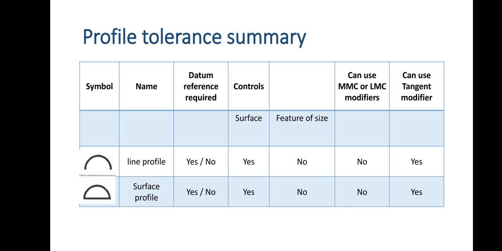And profile tolerance summary. Line profile and surface profile may or may not require a datum reference. It can be all alone when it comes to form control. When it comes to orientation and other controls, it requires datums. And it controls surfaces, but it doesn't control features of size. It controls only the features. Can we use MMC or LMC? No, it cannot be used with MMC or LMC conditions, because it doesn't control the feature of size. Can we use tangent modifiers? Yes, we can use tangent modifiers.